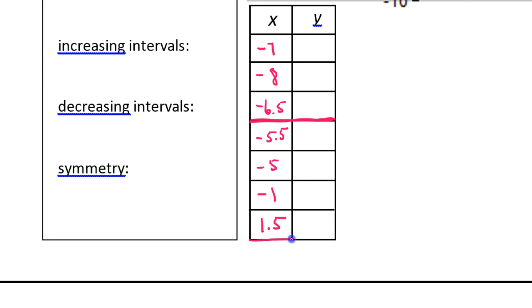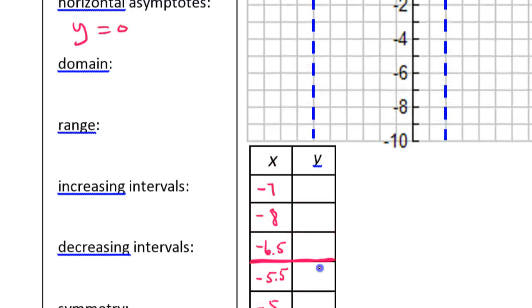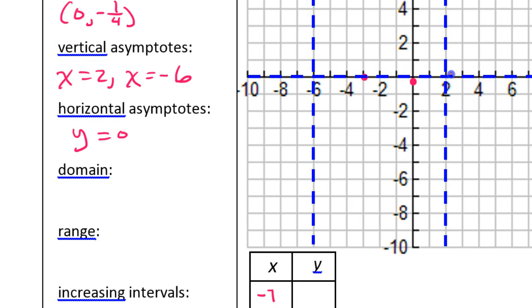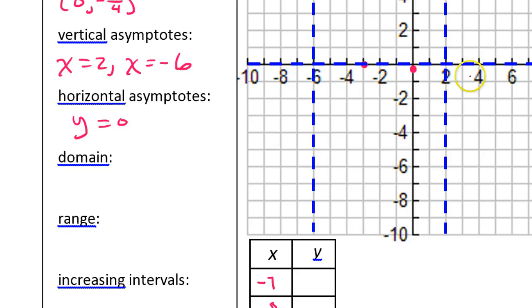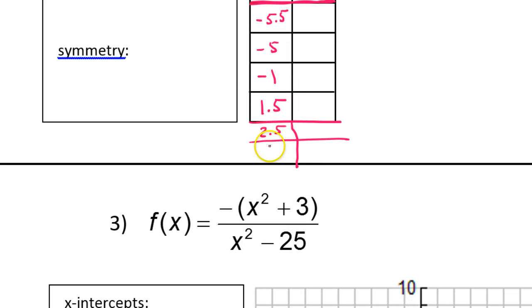Now here's the asymptote right here. So I'm going to actually add values onto this. I want to know what's going on right on the other side of this line too. So this is 2, so I'm going to do 2.5. And then after that, I can do whole numbers again. So I'll do 3 and 4. Okay, I'm running out of spaces. I'll just put an extra box over here.